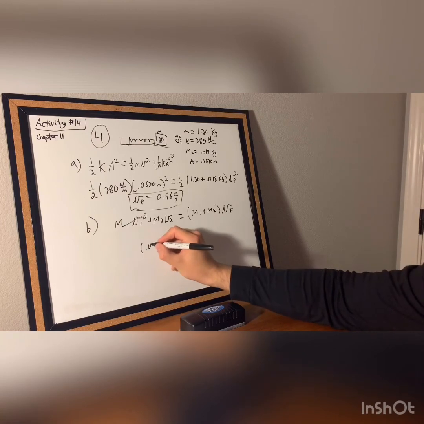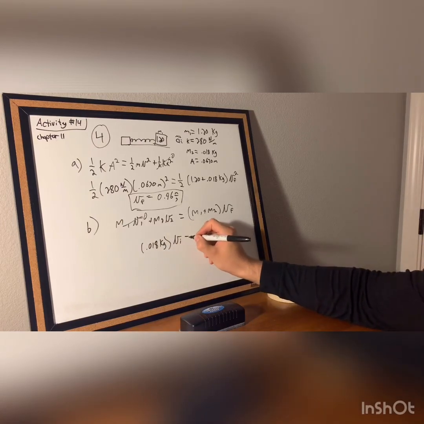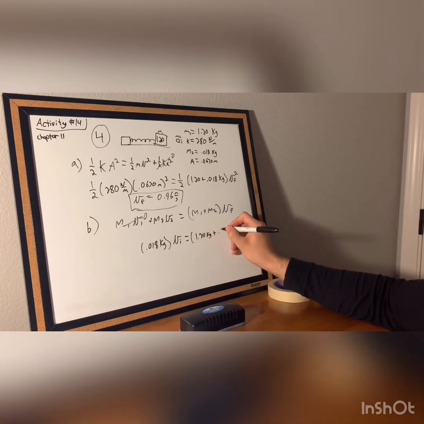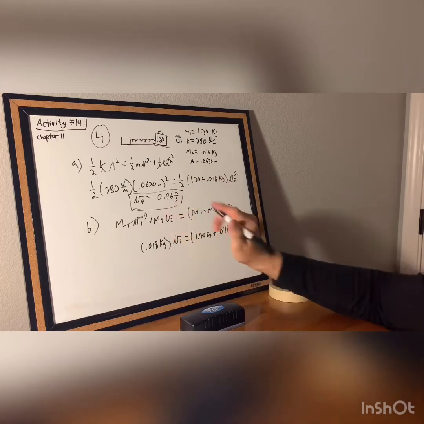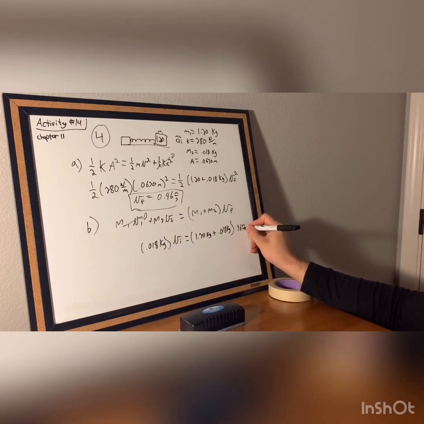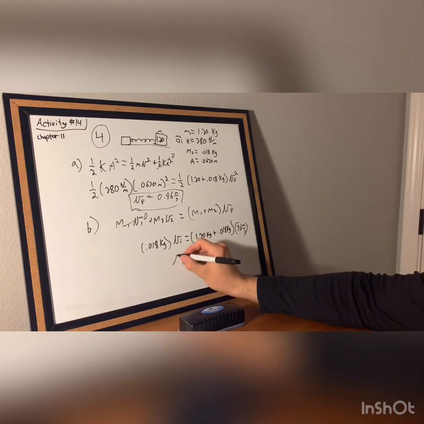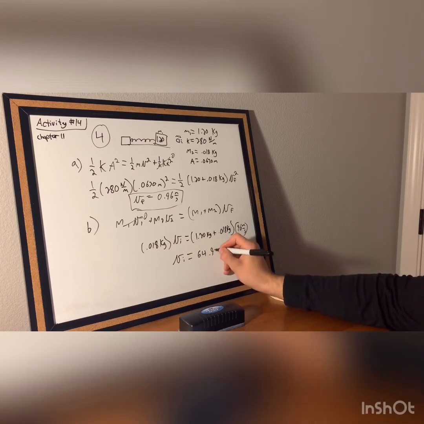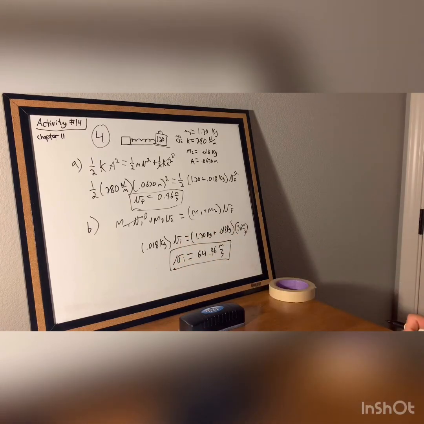So we have 0.018 kilograms times v initial equals 1.2 kilograms plus 0.018 kilograms, times the final velocity from the last equation, 0.96. Now we're just left with the initial velocity, and when you solve for that, it's going to be 64.96 meters per second. And that's it for activity 14.